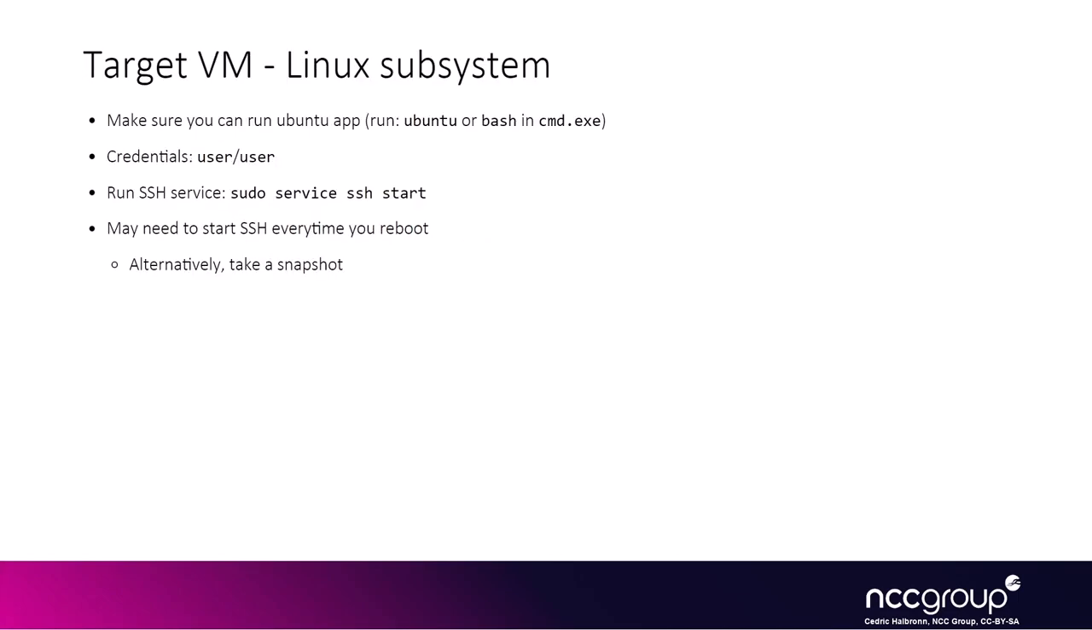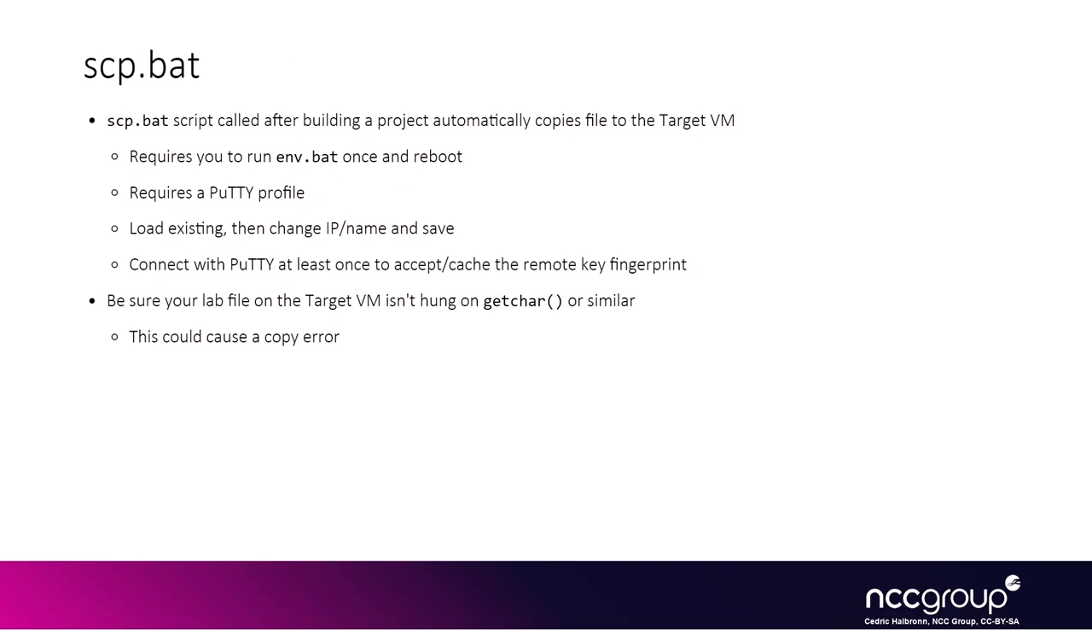On the target VM side, we want to make sure SSH is enabled. We should have configured it, but if you reboot your VM, you may have to rerun the SSH service. This is because Visual Studio will be configured to automatically push the build binary onto the target VM over SSH. To do that, we invoke an external batch script called scp.bat.